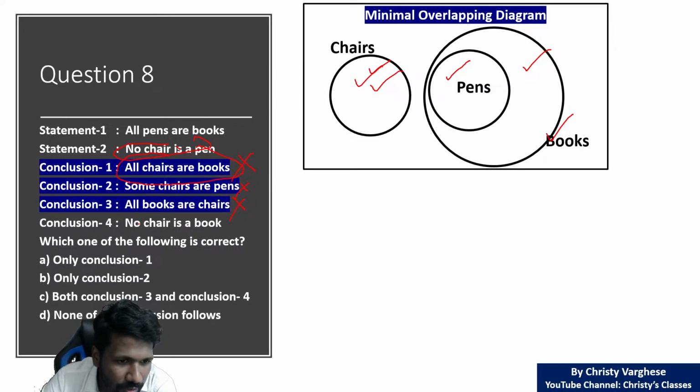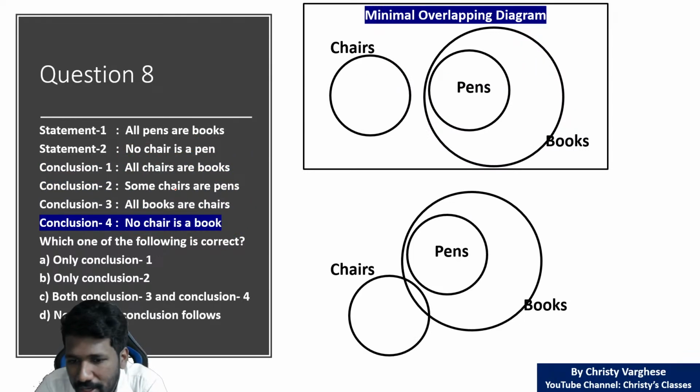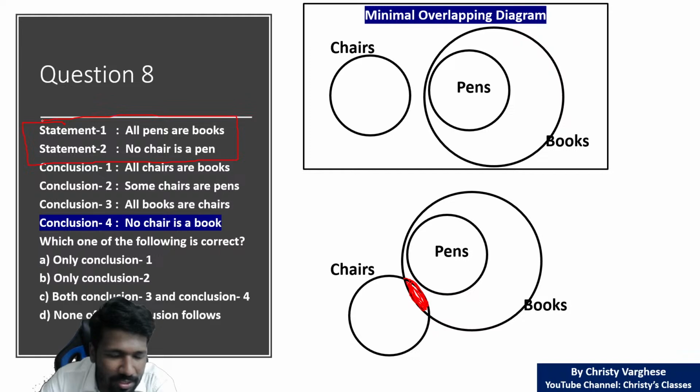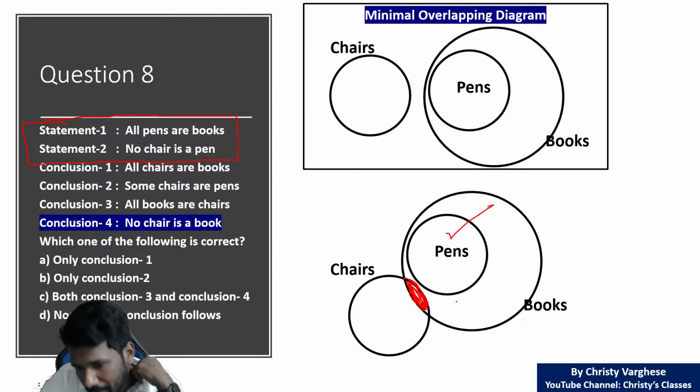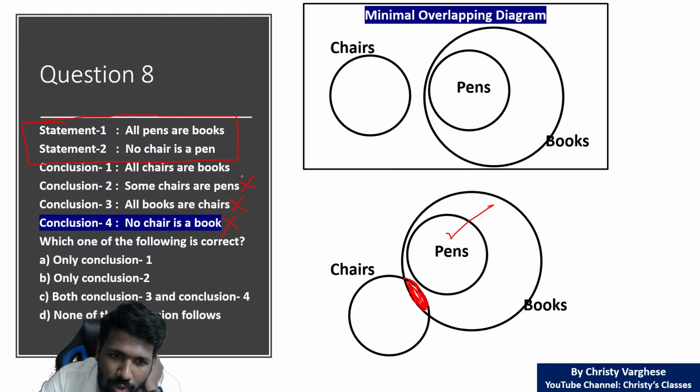Is it clear? Now, no chair is a book. Can you conclude that? That is why I told you minimal overlapping diagram is not enough. In minimal overlapping diagram, chair and book does not have an intersection. But what if the diagram is like this? Look at the second diagram. Does this diagram contradict any of the premises given? All pens are books is correct here also. No chair is a pen is correct here also. Both the premises are correct in this diagram also. In this diagram, no chair is a book is not correct. So this is also not concludable.